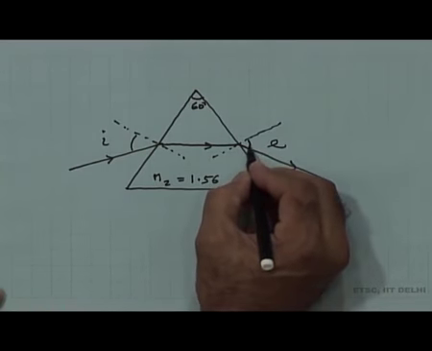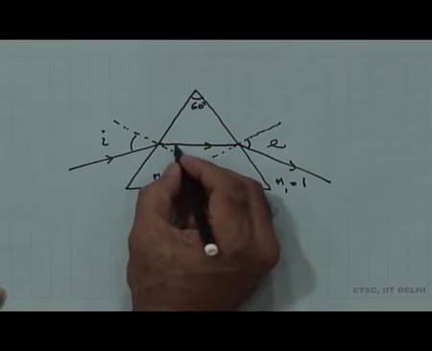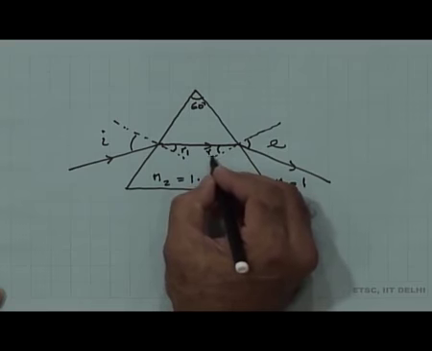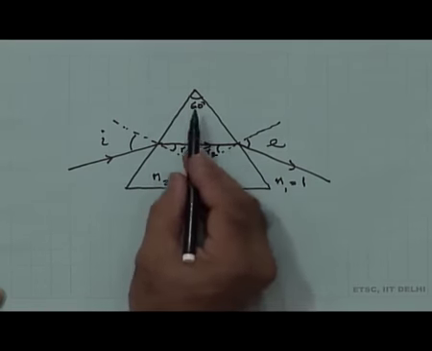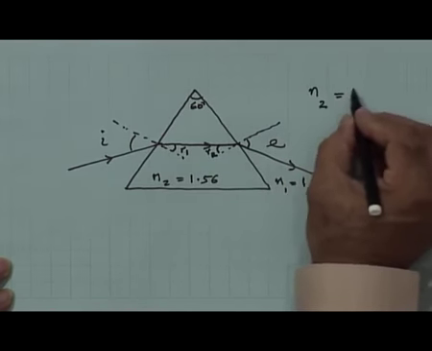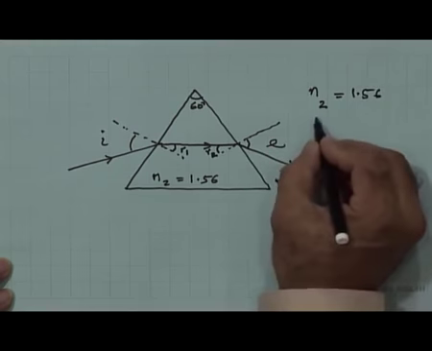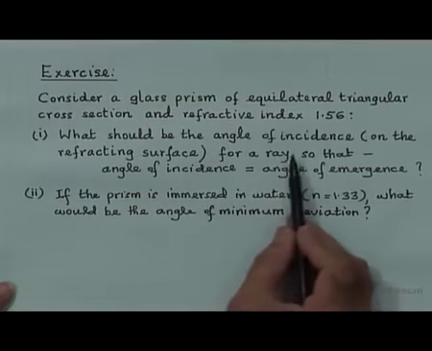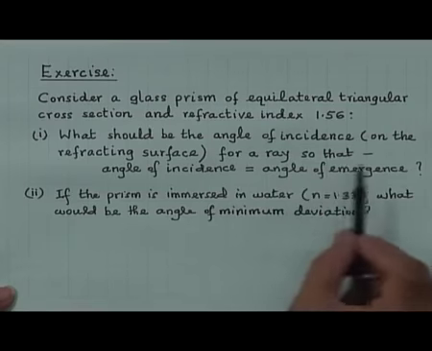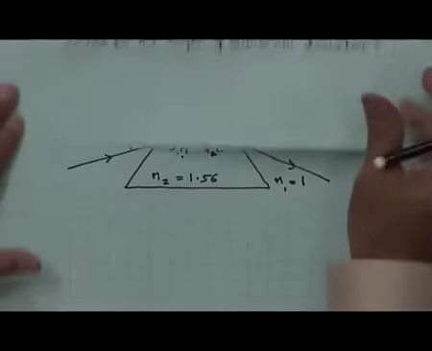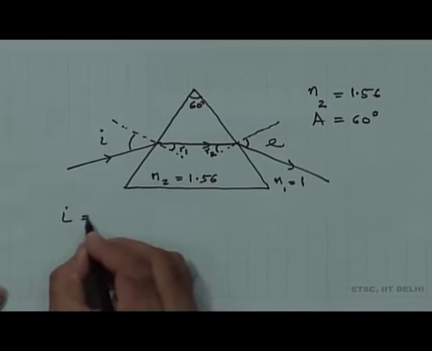So, this angle is the angle of emergence and here is the refracting angle R1 and this is R2. So, R1, R2, A the angle of the prism. Given n2 is equal to 1.56, A is equal to 60 degree. So, the first part of the question is what should be the angle of incidence, that is I, for a ray, so that angle of incidence is equal to angle of emergence. So, I is equal to E.